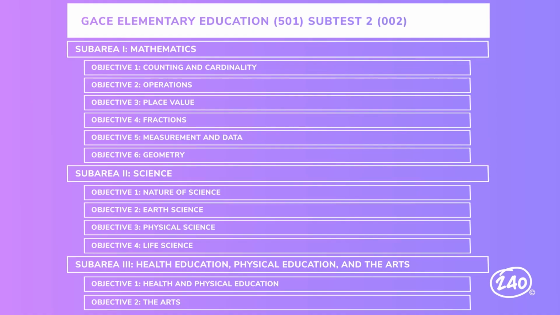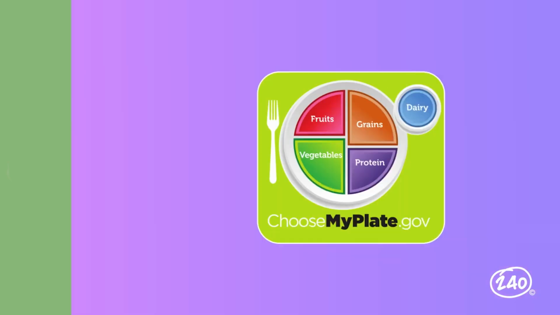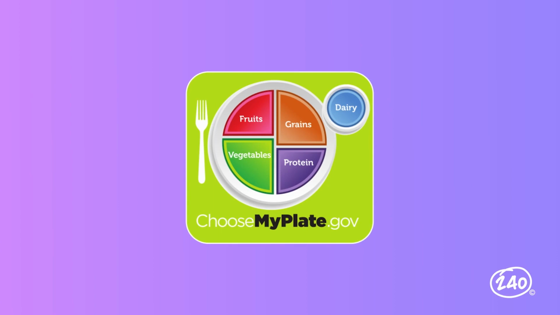Last area we need to cover: health education, physical education, and the arts, starting with health and PE. This section is all about how to live a healthy lifestyle. It covers everything from diet and exercise to disease prevention and mental health. So you'll want to know the basics, like the FDA's current dietary guidelines. Check out this graphic. It is the My Plate image. It shows the relative portion sizes of each type of food for a balanced meal.